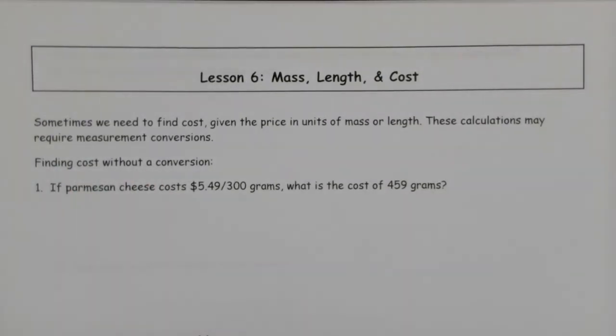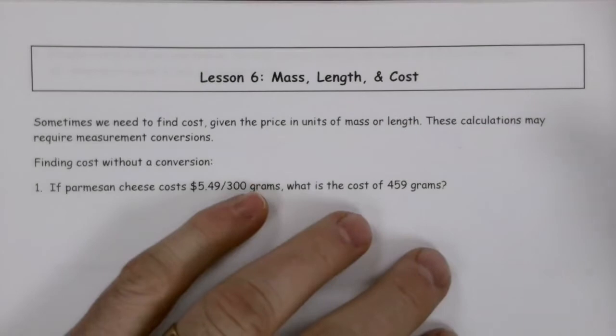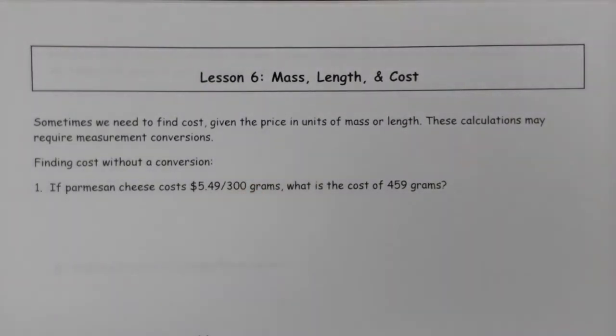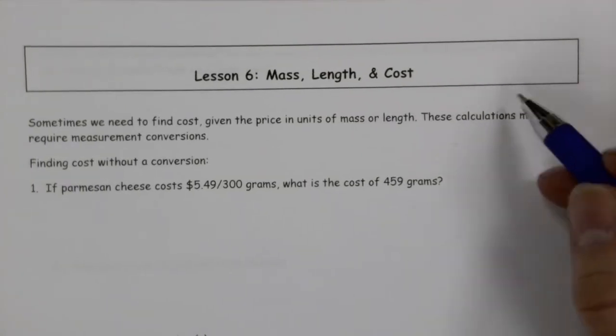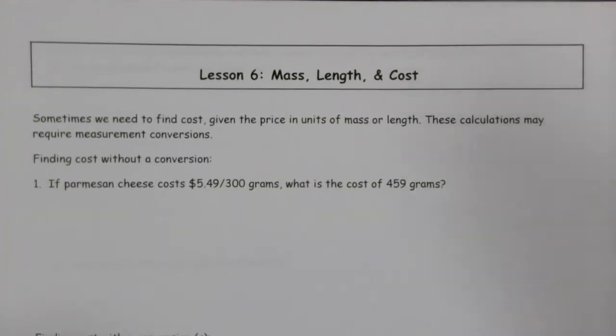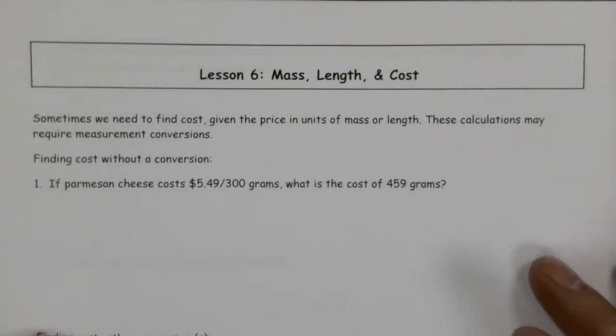Oftentimes you may be shopping and you'll look at the unit price of something. For example, you might notice cheese is sold for a certain amount of money per pound or per kilogram, and then you look at the weight and have to figure out how much this is going to cost you. Or you take it to the scale and weigh it, and ask how much it will cost. This is the sort of thing we're looking at here.